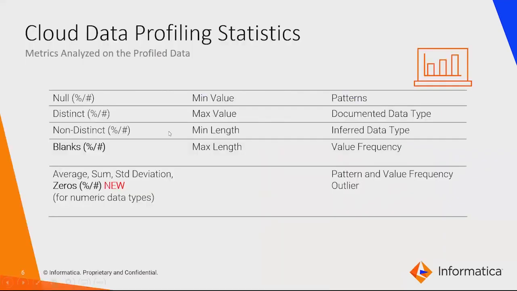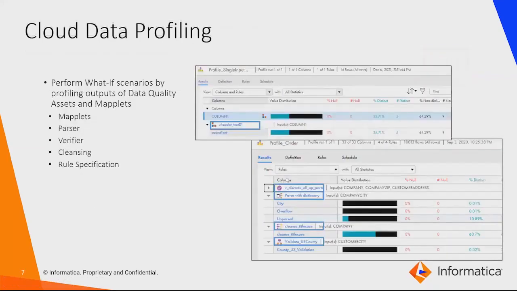These are the different statistics that you would get when you do the data profiling, like nulls, distinct, non-distinct, blank, and on the value side, min, max. And then you can also have the different patterns within the data sets. And when you do the data profiling, you can also add some tools, and that's what is mentioned here. You can perform what-if scenarios by using different assets: maplet, parser, verifier, clean, and all.